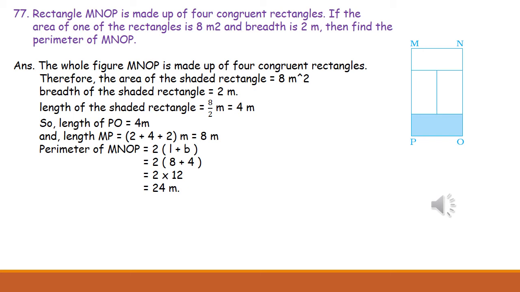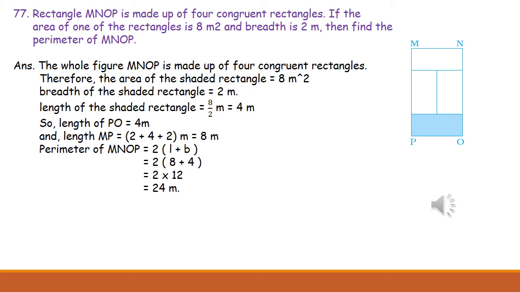What is the meaning of congruent? Here we can see a large rectangle MNOP, but inside that there are 4 more small rectangles. Out of that, one is shaded. Congruent means all these rectangles have similar dimensions. Length and breadth of each rectangle are equal. So all these are of equal length and equal breadth.